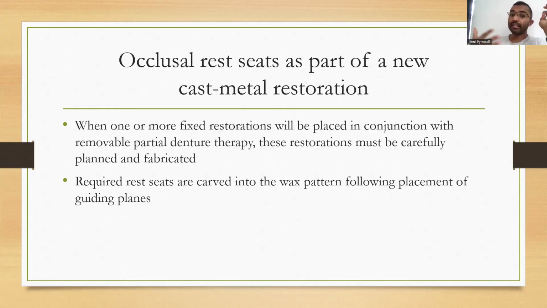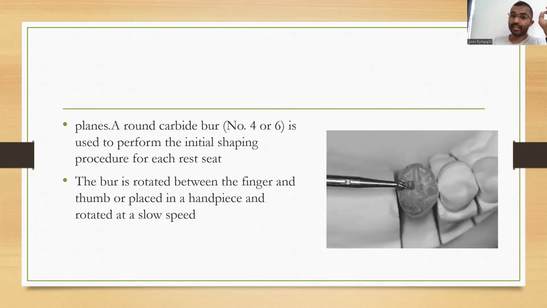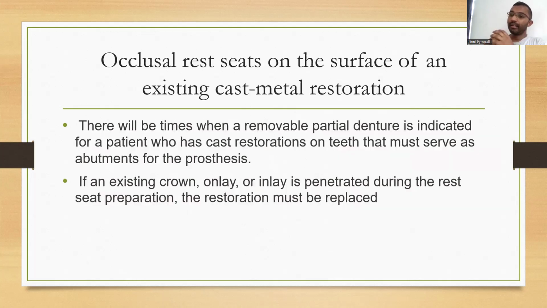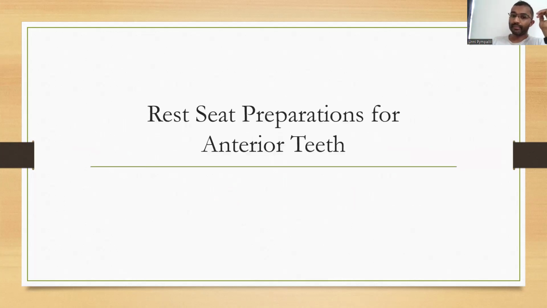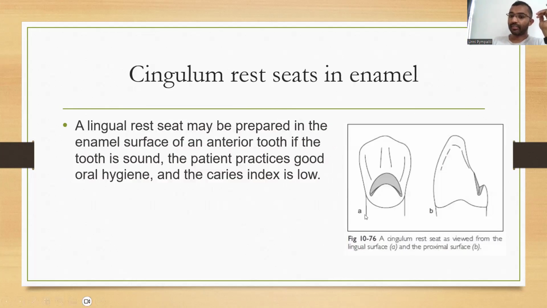When you're planning for the rest seat for the anterior, in that case, we can plan for the cingulum area. It is an inverted V shape. Sorry, it's a C shape. When you view from the side view, you can see there's a V cut kind of thing. And also, when you view from the side, it should be an inverted V. When you're looking from the lingual side, it should be an inverted C shape.